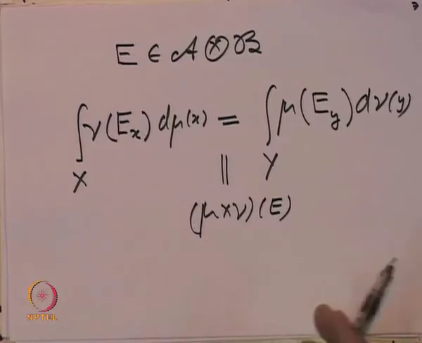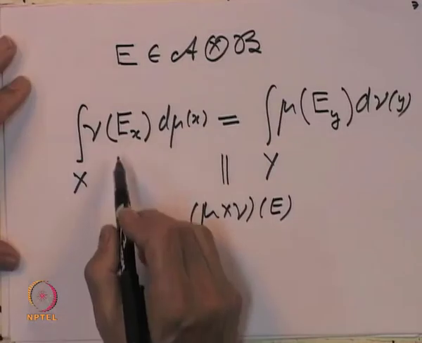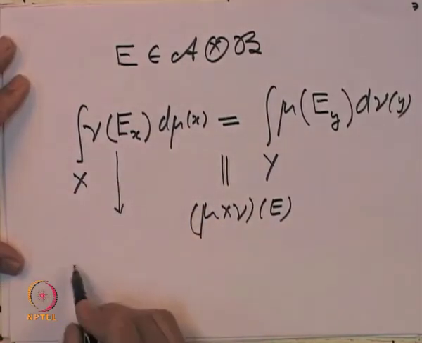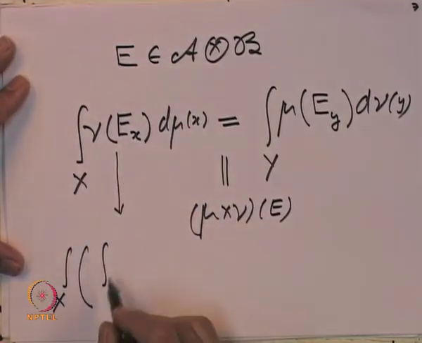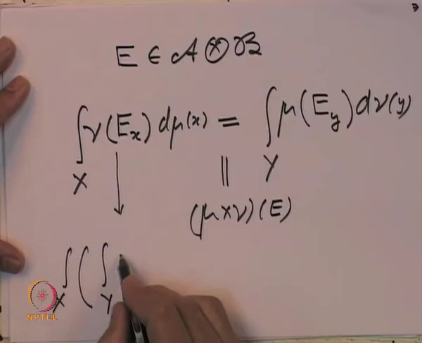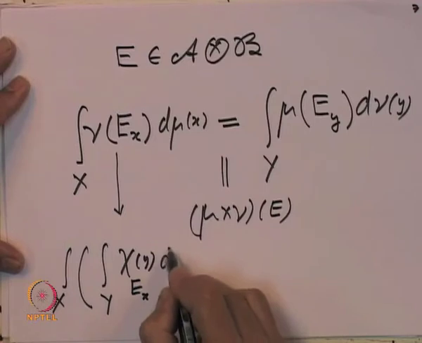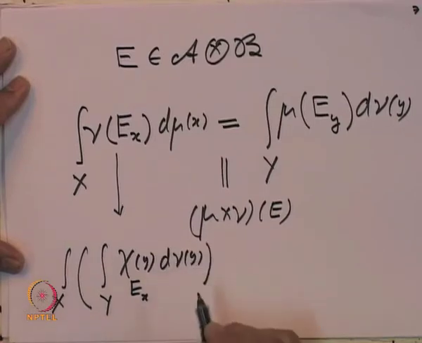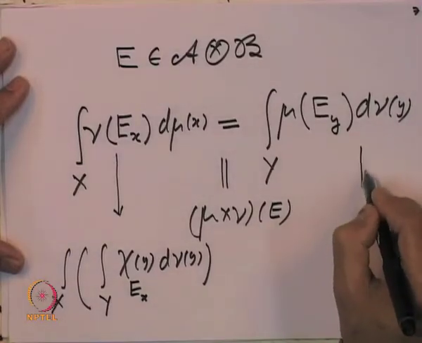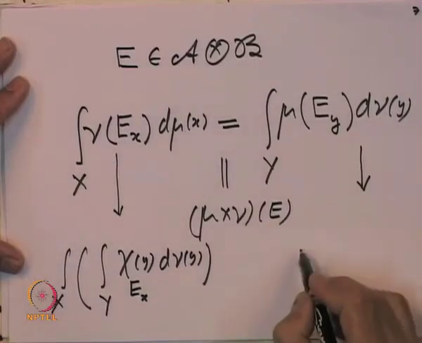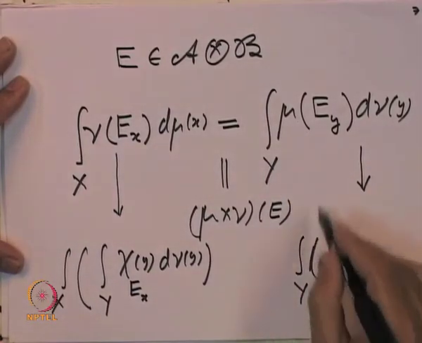But a simple observation is that the measure of a set is the integral of the indicator function. So, what is this? I can write it as the integral over x of nu of E_x, and I can write nu of E_x as the integral over y of the indicator function of E_x at y, d nu of y.